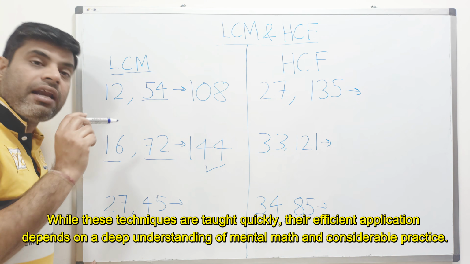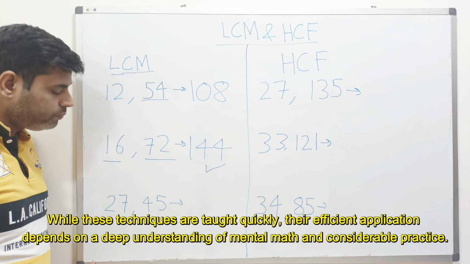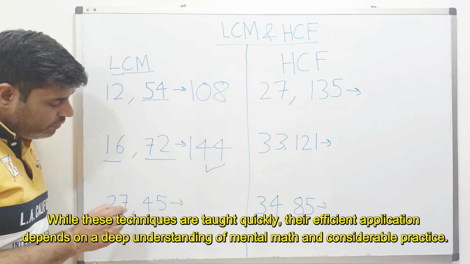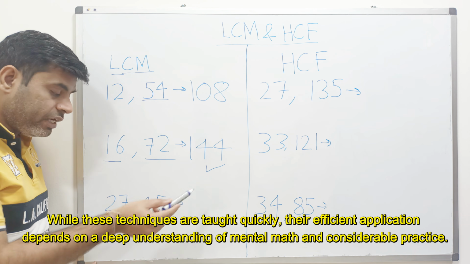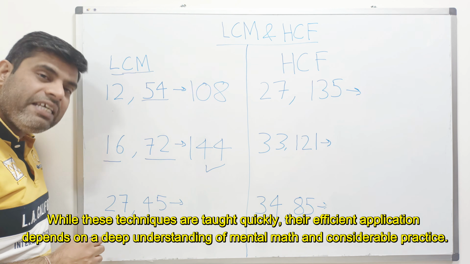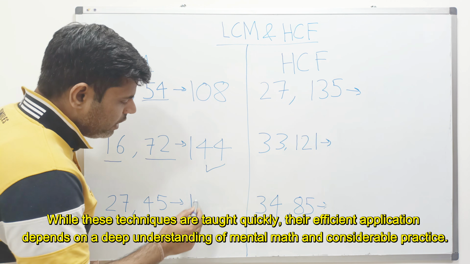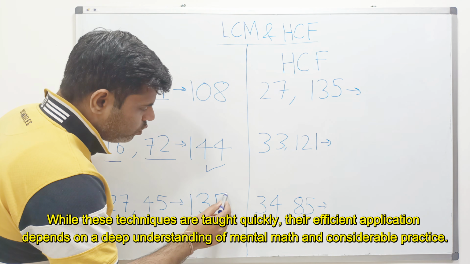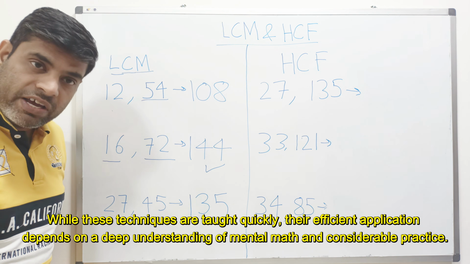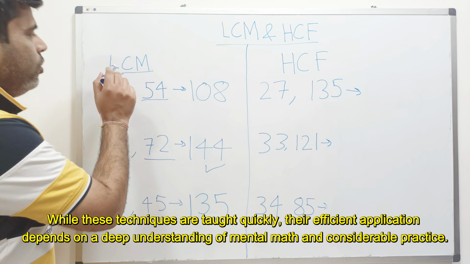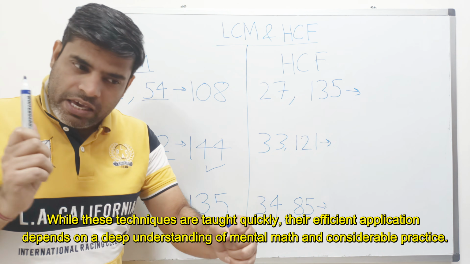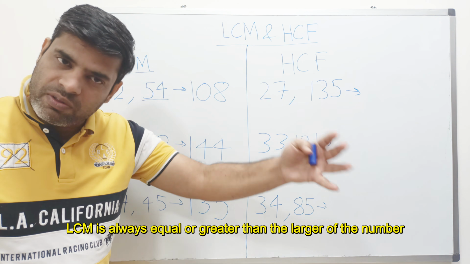Look at the larger number, bigger number, greater number. Again, ignore 27, the smaller one. See 45. Is 45 a multiple of 27? No. Next one, is 90 a multiple of 27? No. Next one, is 135 a multiple of 27? Yes, because 27 multiplied by 5 is 135 and 135 is also 45 multiplied by 3. So this is the correct answer. Very fast. Remember, the least common multiple can be only equal to or more than the larger number out of the group.